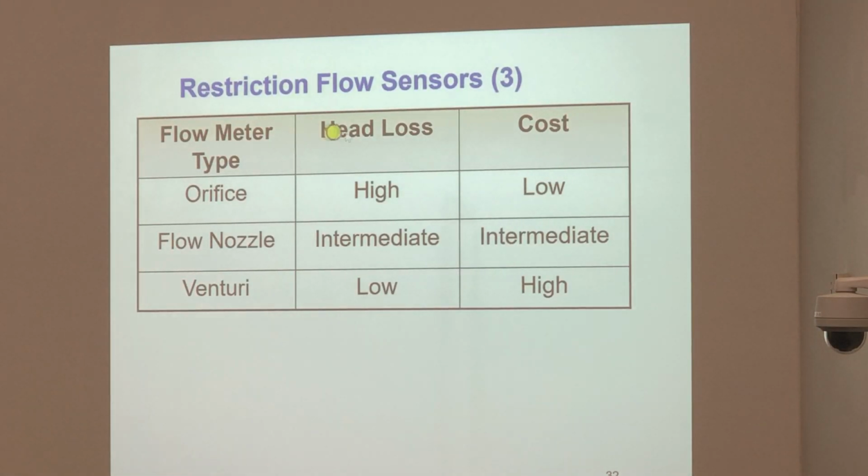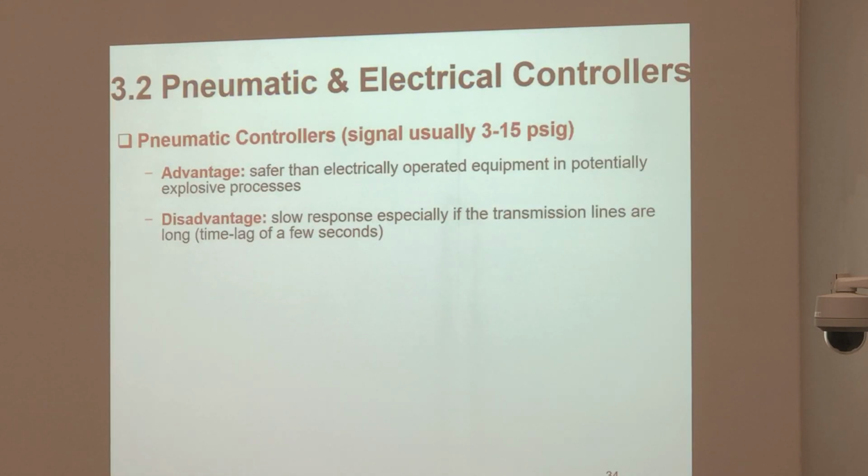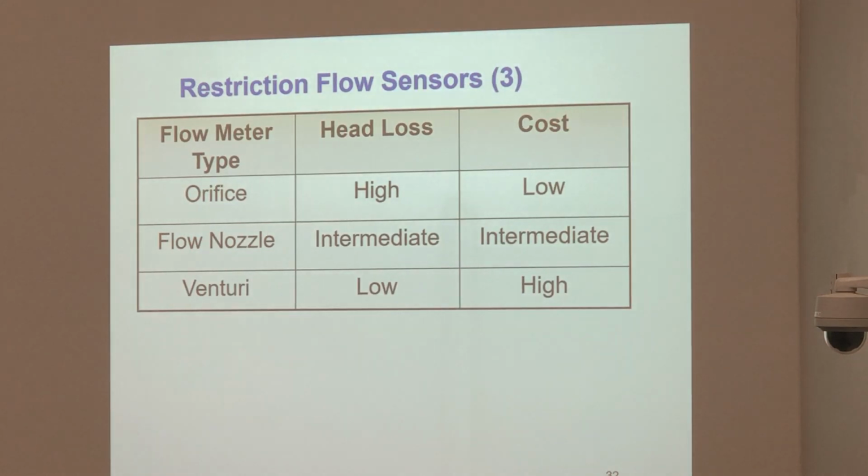So head loss: orifice is higher, flow nozzle intermediate, venturi is lower. Cost: this one is cheaper, this one is in between, this one is higher. Alright? I think basically we finished all four important measuring sensors: pressure, temperature, flow, and level. Okay, please read through that.